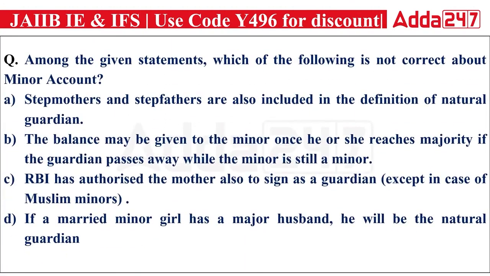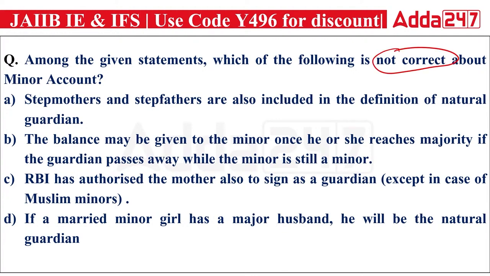Okay, now among the given statements, which of the following is not correct about the minor? A minor is a person who has not attained the age of 18 years yet. And the question is asking, in case of a minor account, which of the following is not correct? You have to find out the incorrect statement.